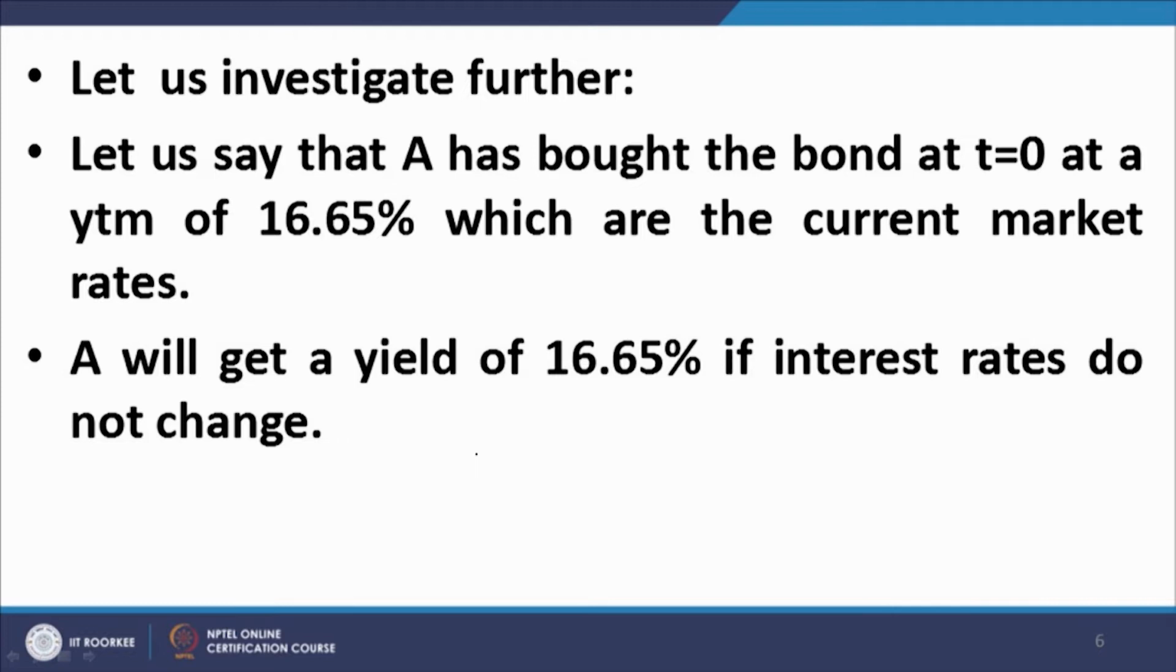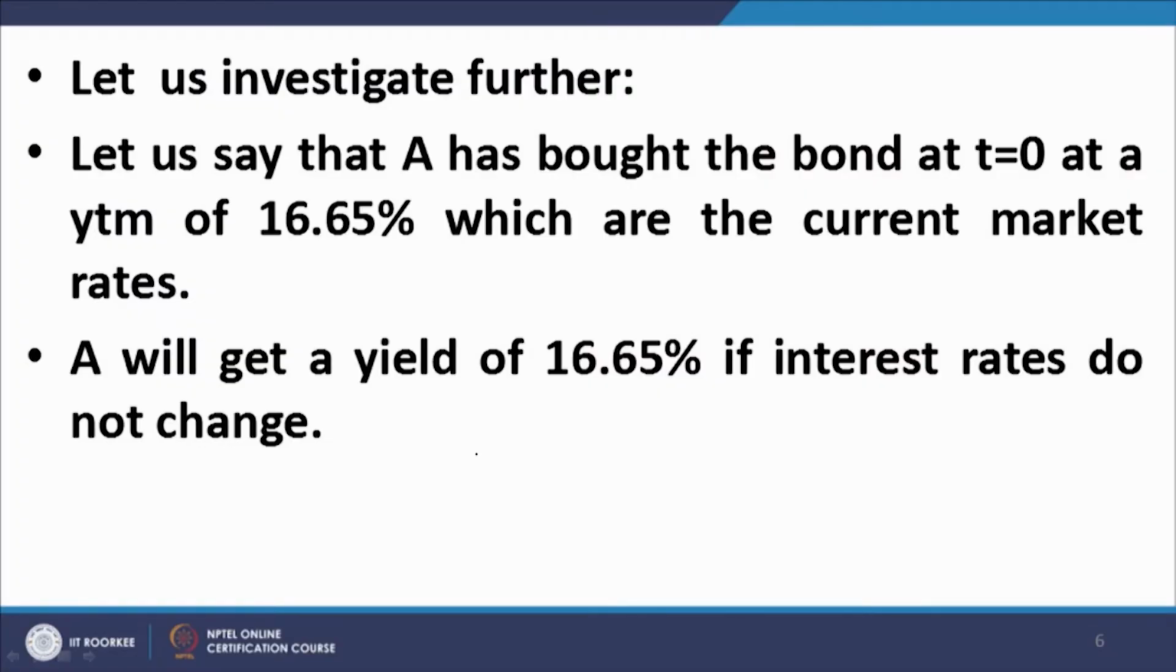If A has made the investment at t equal to 0 in this 12% annual coupon bond, maturity 25 years, at the current market price of 726.66 when the interest rates are 16.65%, then if the interest rates do not change over the life of the bond, A will get a return of 16.65%. A will get an annual yield of 16.65% if interest rates do not change. This is important. If interest rates do not change subsequent to making the investment, A gets a return of 16.65% per annum.